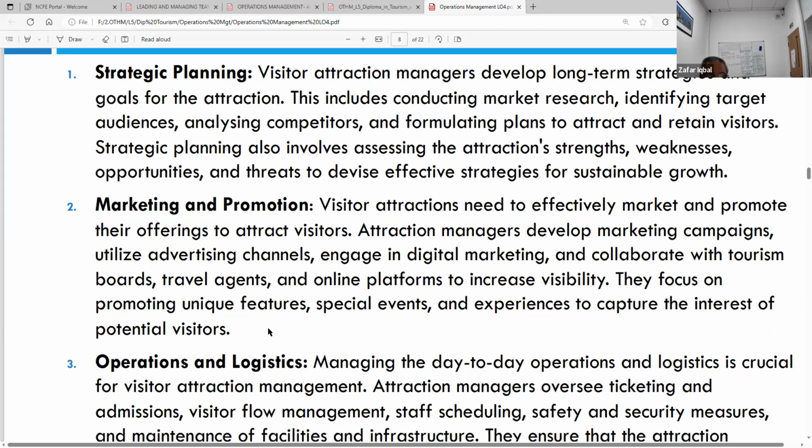Marketing, promotion: how are you going to promote, advertise and market your place? How are you going to collaborate with other industry partners, such as the tourism board, travel agents, online platforms and advertising channels? How are you going to engage with local people or visitors? Which kind of magazines, platforms and websites are you going to advertise your place on?